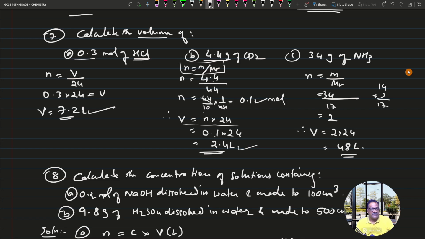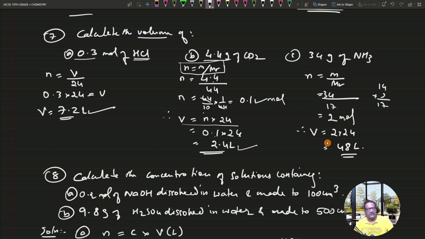Okay, so first we'll find out the number of moles from this 34 gram. So n is equal to m upon Mr. m we will take as 34 and Mr for ammonia will be 17. 34 upon 17 works out to 2 mole. So 2 mole is the value for ammonia.